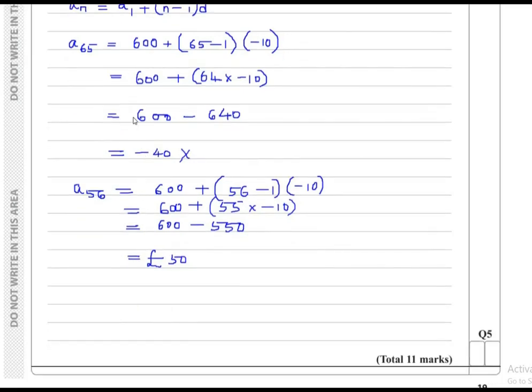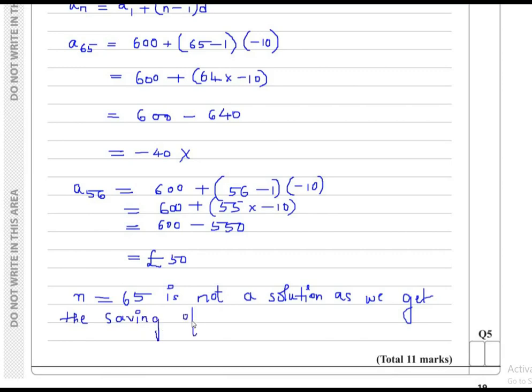So what we are going to do is we are going to strike off n equal to 65 and say that n equal to 65 is not a solution as we get the saving of 65th month as a negative value. So this is the reason we have to give.